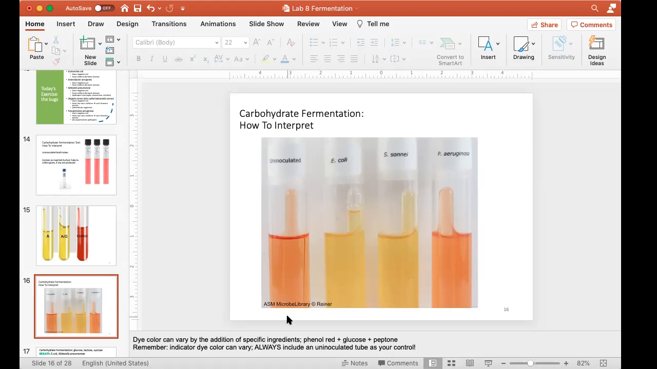Again, it's really important that you have an uninoculated tube for comparison, because it didn't start red. It started orange. So this tube over here, which happens to have Pseudomonas in it, this is a negative result. Why is it negative? Because there's no color change. There's no difference between the control tube and the Pseudomonas tube.